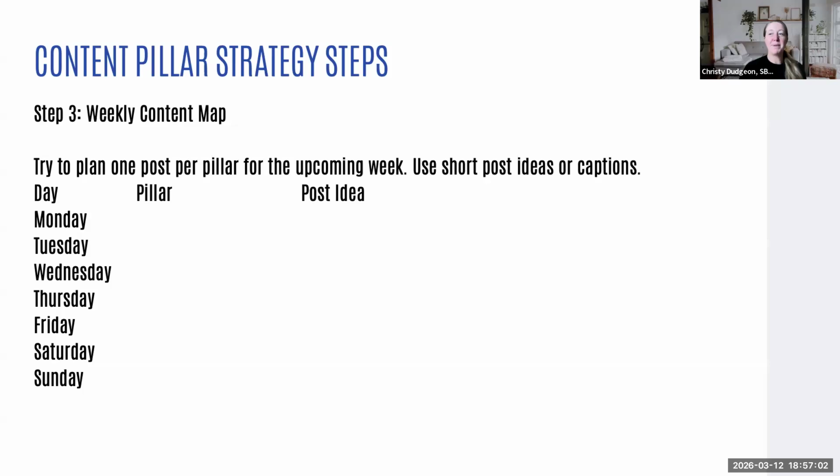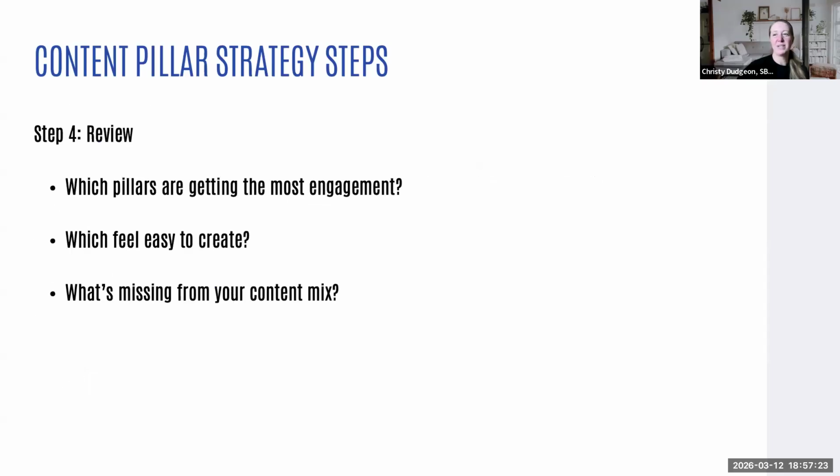And then the third step is to develop that weekly content map, which our prompt was already starting to do for us. So try to plan one post per pillar for the upcoming week. Use short post ideas or captions. AI already did it for us, but if you were doing this on your own, this is what it would look like. So we've got the day, the pillar, and the post idea. And then we want to review.